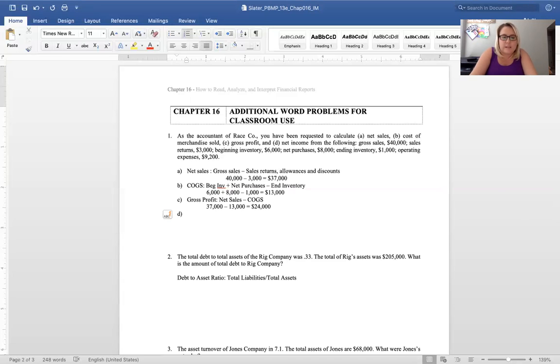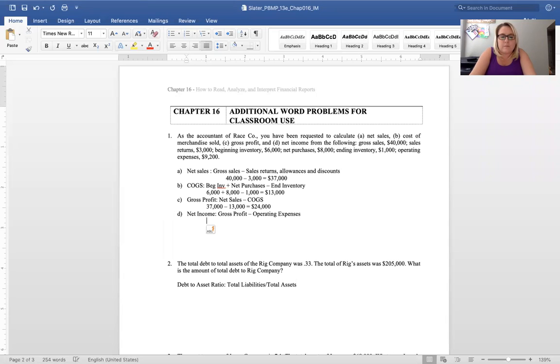Then lastly, it has us calculating the net income. Net income is gross profit minus operating expenses. So what was the gross profit we calculated? $24,000, and we're told operating expenses are $9,200. So we have a net income of $14,800.